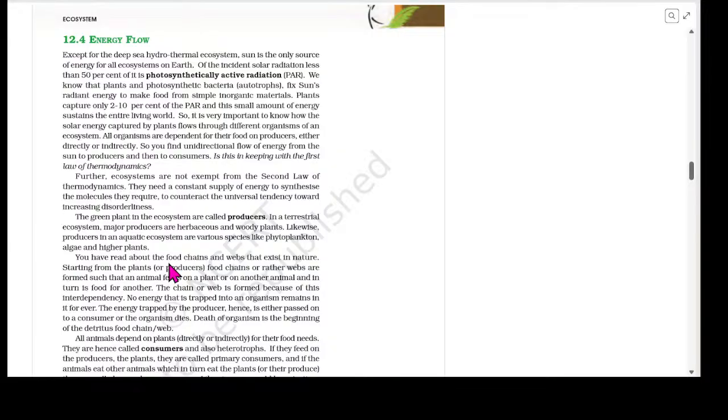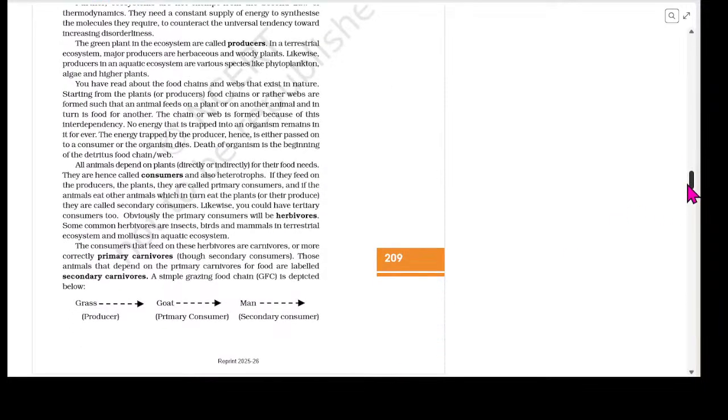You have read about the food chains and webs that exist in nature, starting from the plants or producers. Food chains, or rather webs, are formed such that an animal feeds on a plant or on another animal and in turn is food for another. The chain or web is formed because of this interdependency. No energy that is trapped into an organism remains in it forever. The energy trapped by the producer hence is either passed on to a consumer or the organism dies. Death of an organism is the beginning of the detritus food chain or food web.